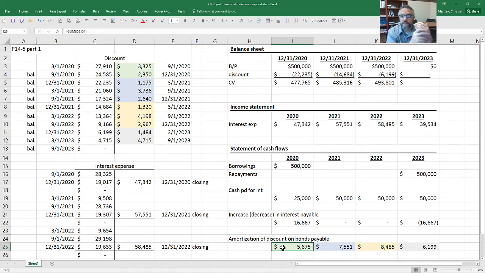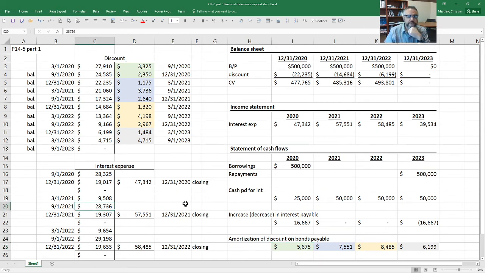Again, remember that the interest expense is higher than the cash payments. We have a discount on the bond, which means the interest expense is higher than the coupon rate. The amount of interest we book is higher than the amount of interest we actually pay. How do we reconcile that on the statement of cash flows? We have to take the amortization of the discount and add that back as a non-cash expense.